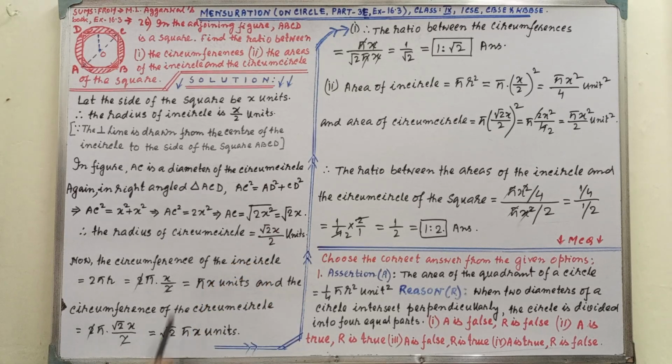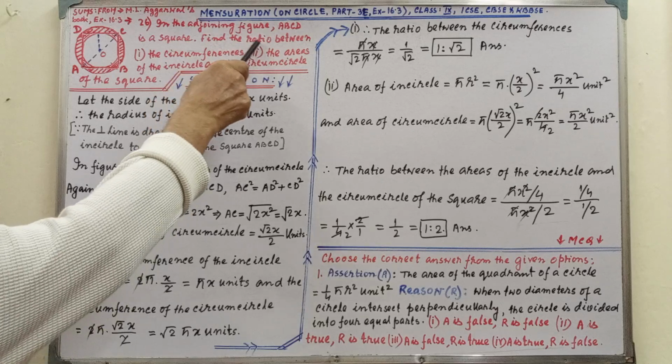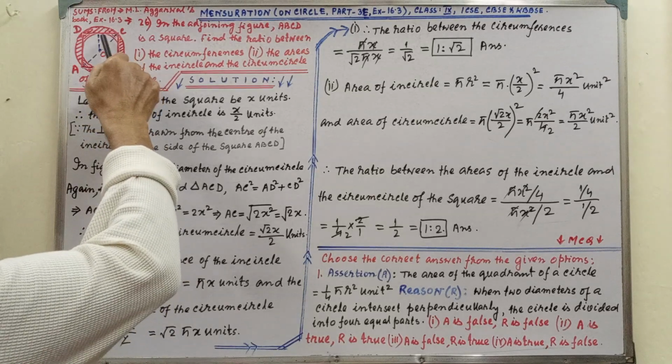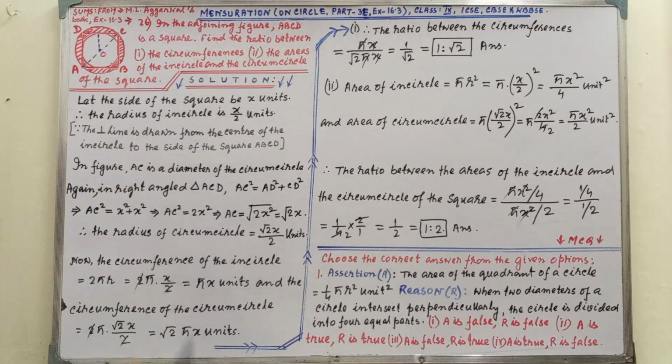Now the circumference of the inner circle, we have to find out the ratio between the circumferences. So we have to find the circumference, that is 2 pi r, by putting the value x by 2 and simplifying, we are getting pi x units. And the circumference of the circumcircle, that is 2 pi times the radius root 2 x by 2, by simplifying we are getting root 2 pi x units.